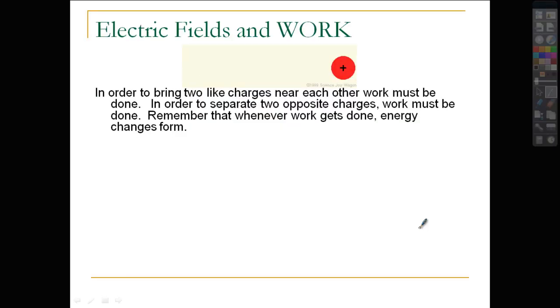Alright, so electric fields and work. In order to bring two like charges near each other, work must be done. In order to separate two opposite charges, work must be done also. So remember that whenever work gets done, energy changes form.